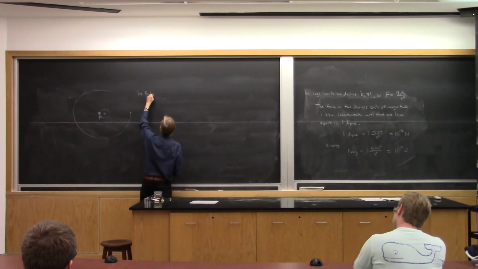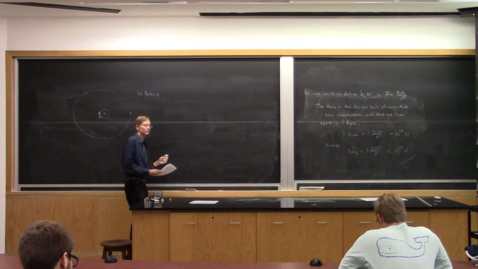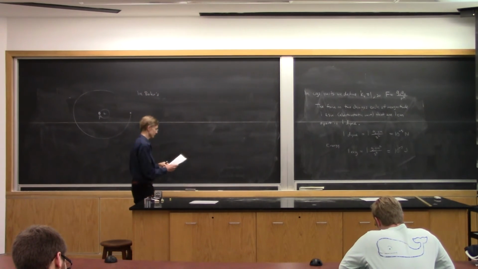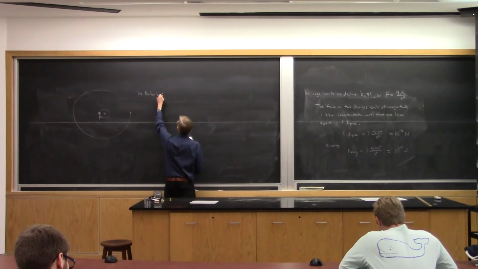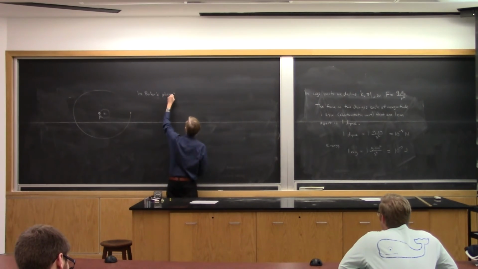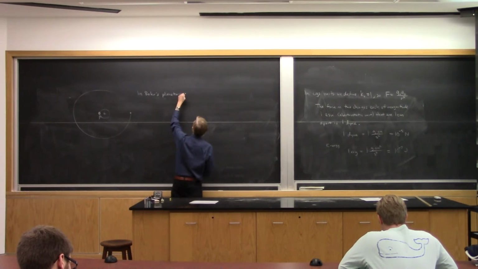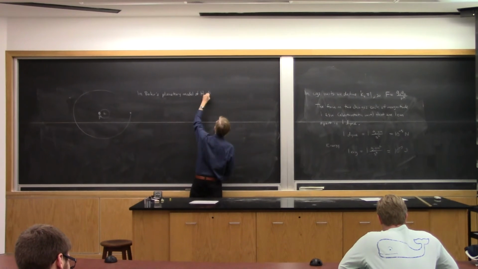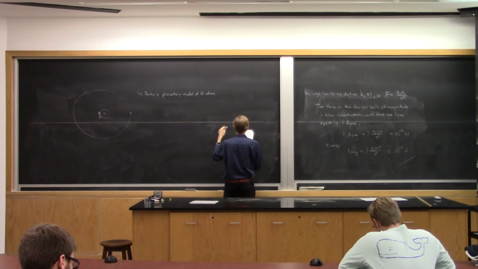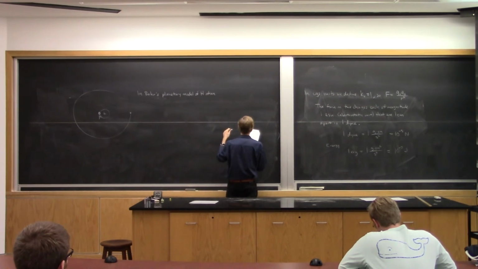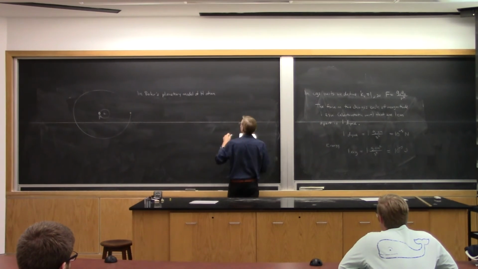In Bohr's planetary model, we call it planetary because we do think of it as being an analogy to a planet going around a star. In Bohr's planetary model of the H atom, we replace the electron of mass m_e and proton of mass m_p orbiting their mutual center of mass with a particle of reduced mass mu equals m_e m_p over m_e plus m_p. So we'll write all that out.